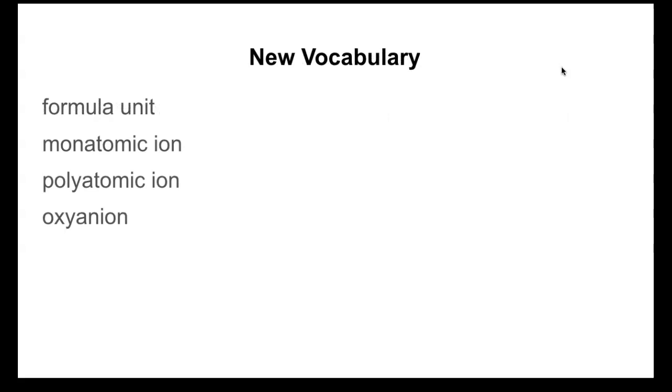And here we go. This is some of the new vocabulary. Today we'll concentrate on the terms formula unit and monatomic ion. We've got some review vocabulary here. A nonmetal. You should probably put this in your notes.